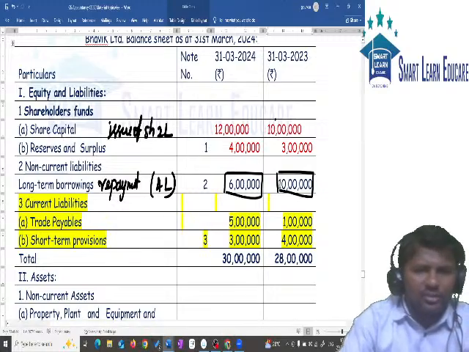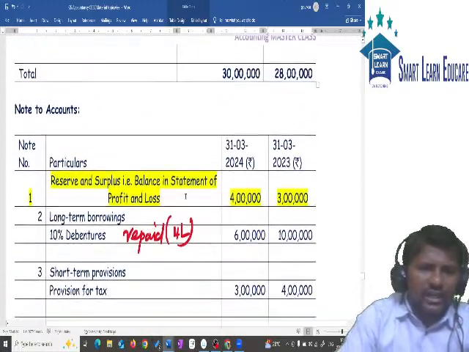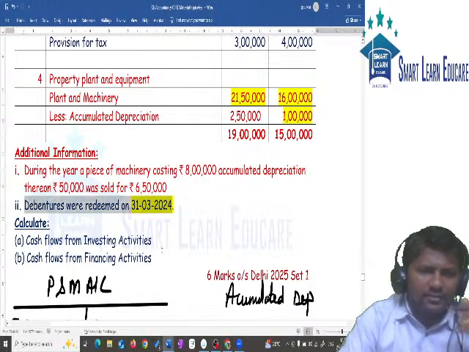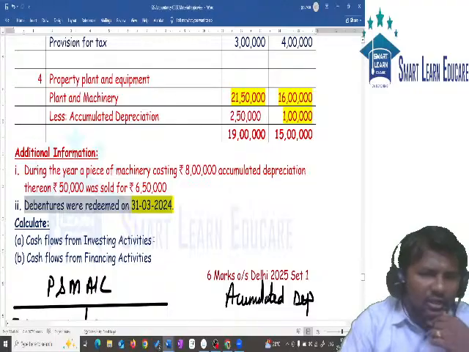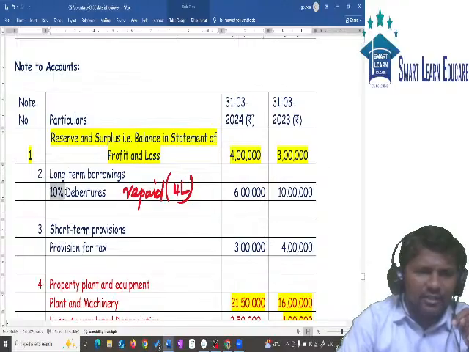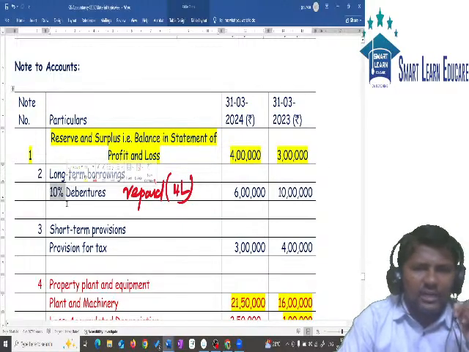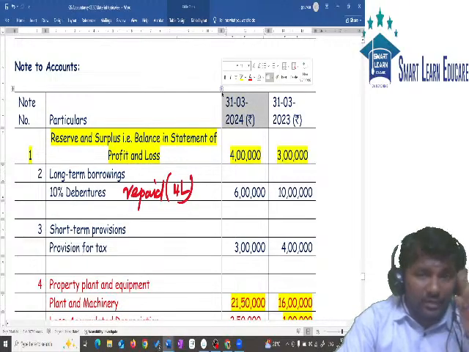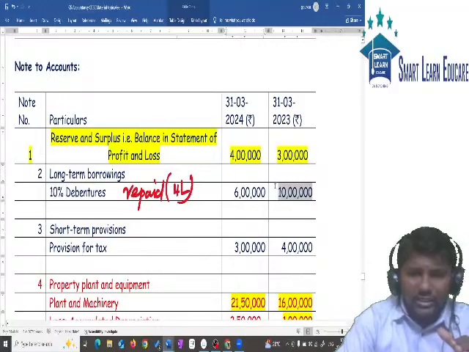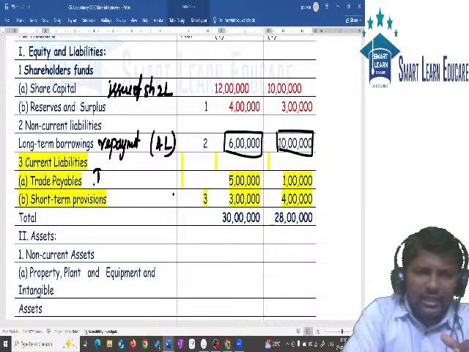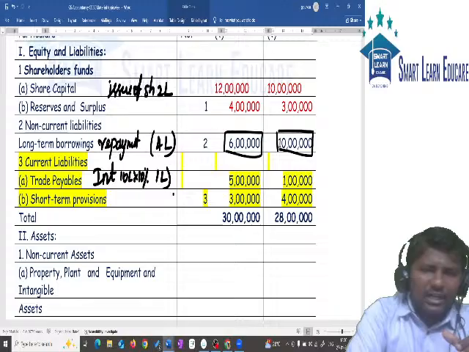For debenture we should also pay interest. What is the rate of interest? In the last line it is given: debentures were redeemed on 31st March 24. So we should pay interest also. 10% is the rate of interest. It means 10 lakh was outstanding for the full year. Interest on debenture amounts to 10 lakh into 10 percent, which is 1 lakh outflow of cash.